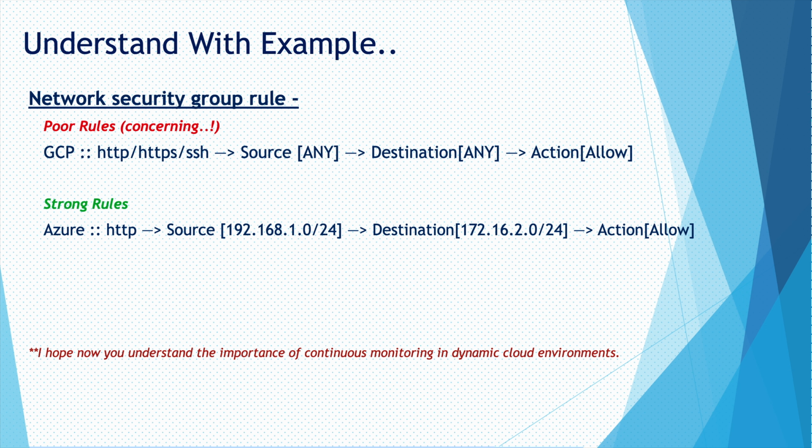From the rule itself, you can see that the GCP rule is a very poor rule and it is concerning. Why is it concerning? Because it is saying allow all. That means anybody can log into your system from outside. So hackers can easily access your public cloud infrastructure if the allow all rule is set.